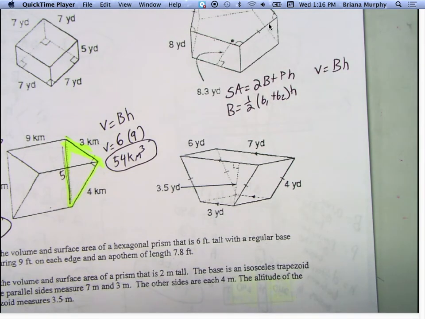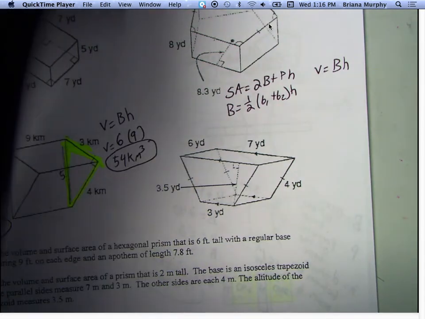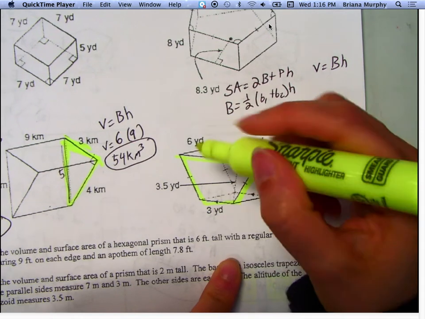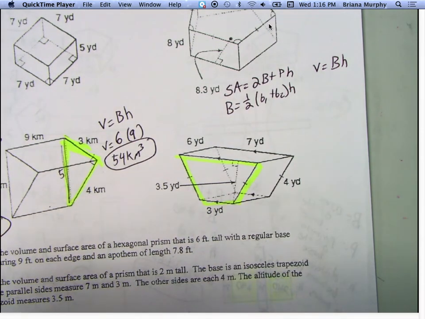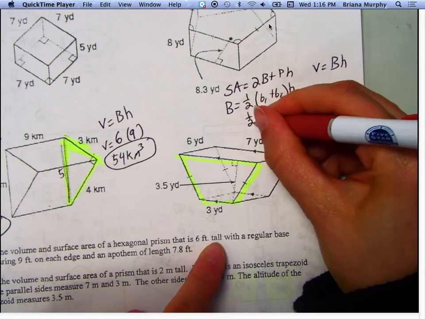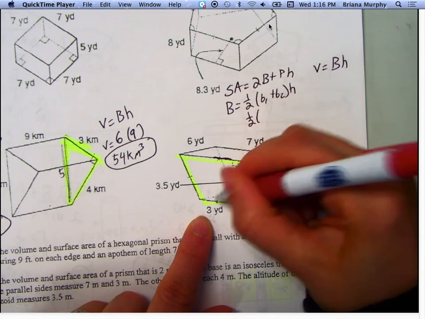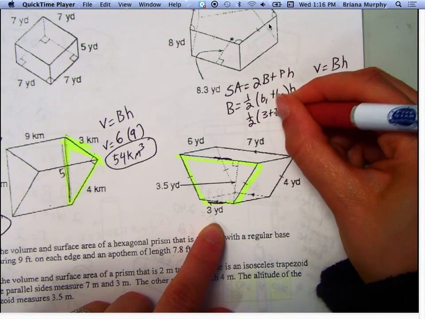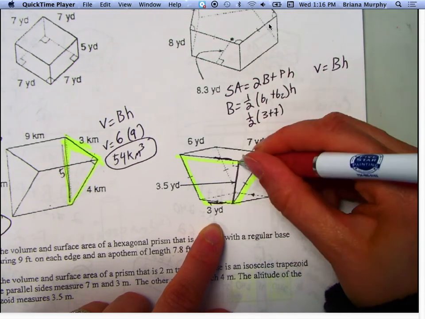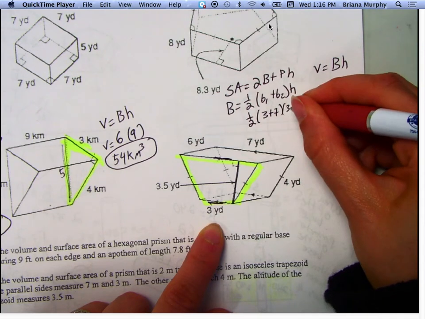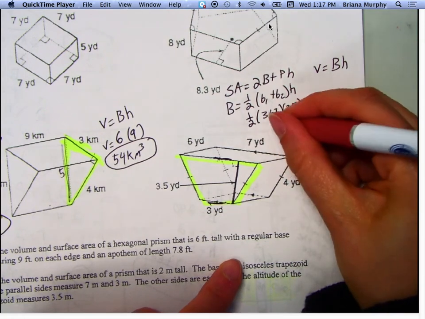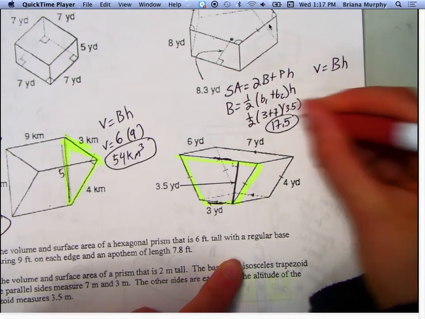So I'm just looking right here at this trapezoid. Okay? So I'm going to say 1/2. Bases are parallel to each other. These are parallel. So that's 3 plus 7. The height is right here, 3.5. I put that in my calculator and I find that the base is 17.5. That's the area of my base.